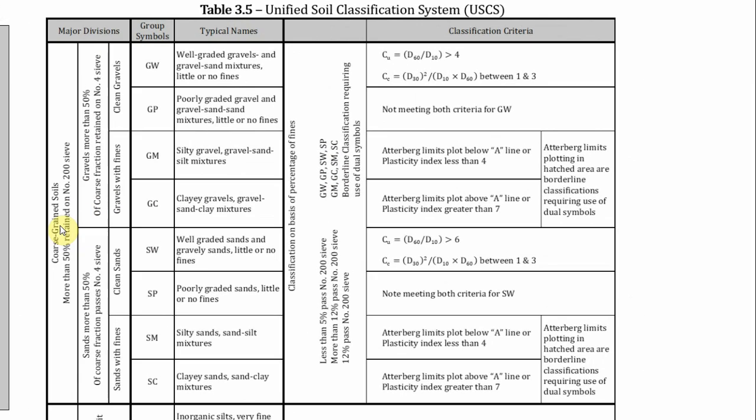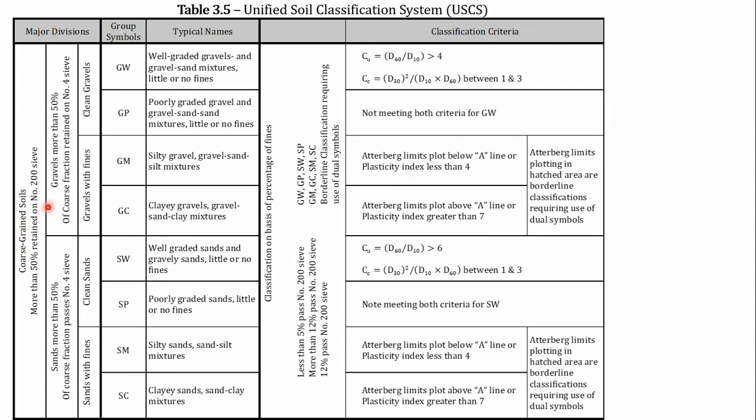In the first major division class, tinawag natin siyang coarse grain soils. Ito yung class, and the coarse grain soils class has a criteria. It should be more than 50% retained on number 200 sieve. Yun yung criteria niya class.